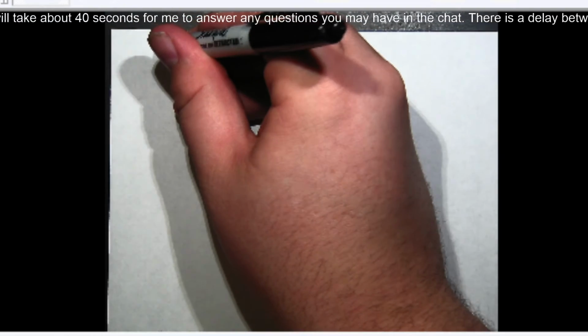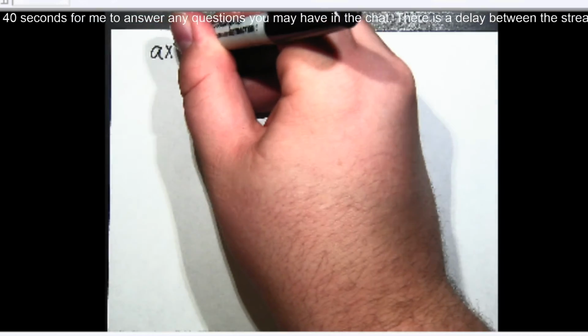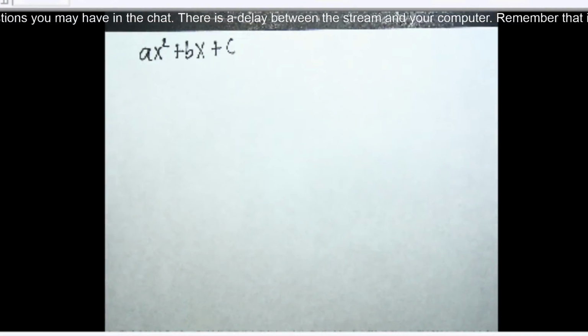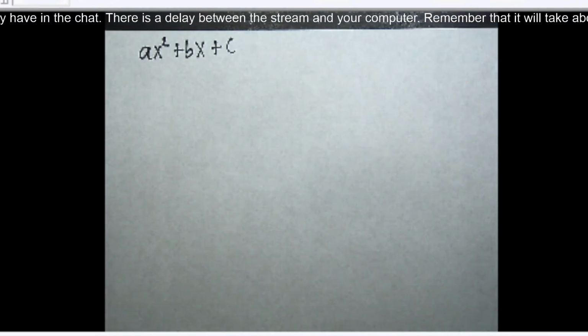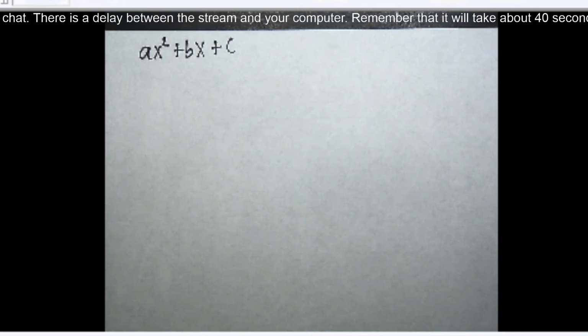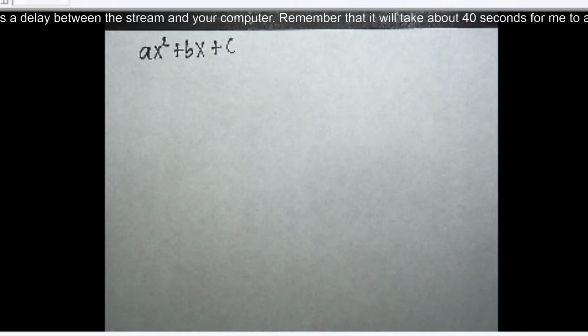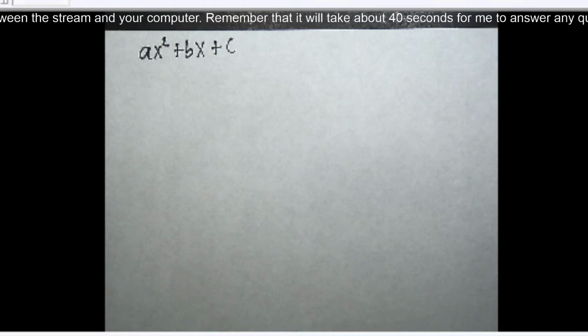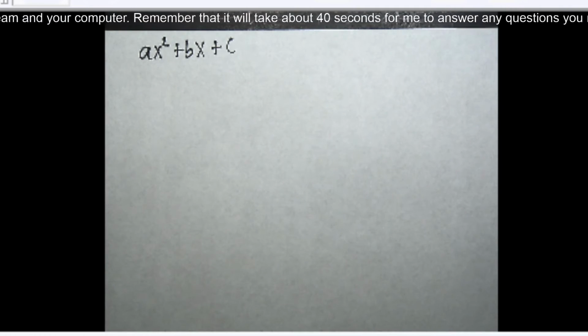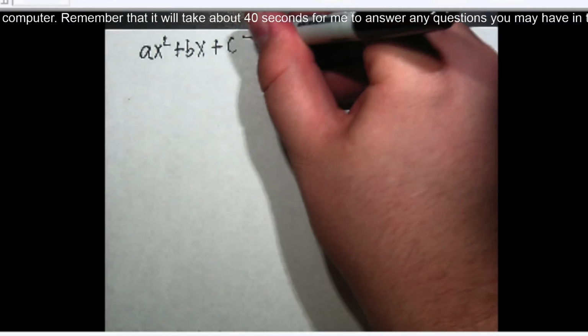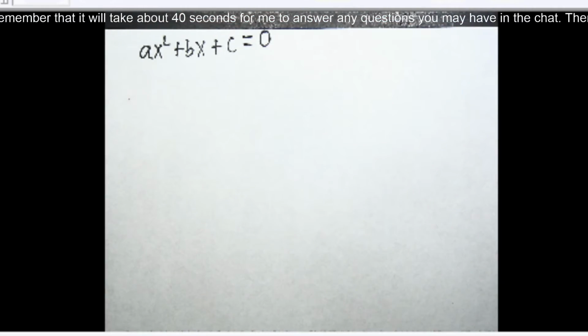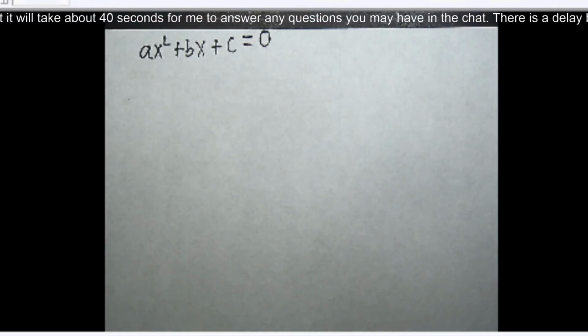Remember that all of these quadratic things have a form to them. It's ax squared plus bx plus c. That's where we get our AC method from. Now, if I set this thing equal to 0, I can use my complete the square method on it.